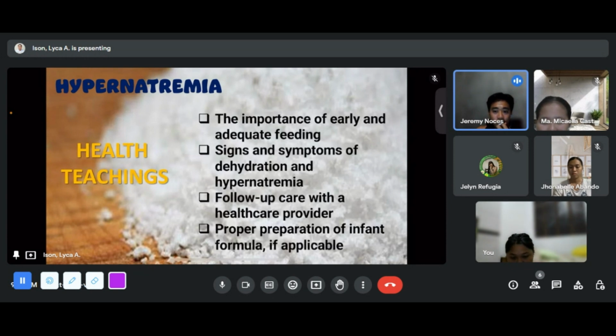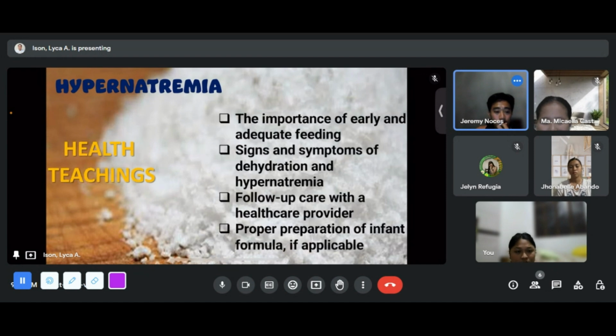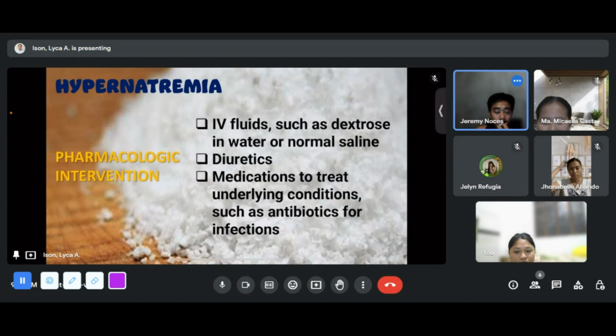Sa pharmacologic intervention, here are the pharmacologic interventions. IV fluids such as dextrose in water or normal saline, ito naman to avoid dehydration. Diuretics, so it helps your kidneys to release more sodium into your urine. So di ba nga sa hypernatremia madaming sodium, so diuretics help the kidneys to release more sodium. Medications to treat underlying conditions such as antibiotics for infections. Next.